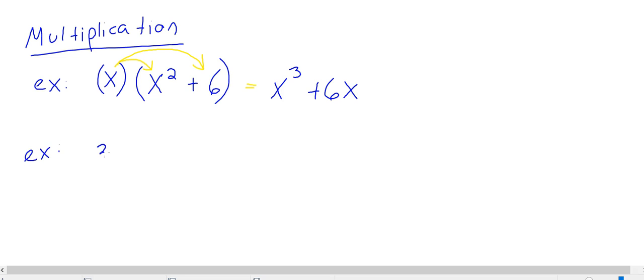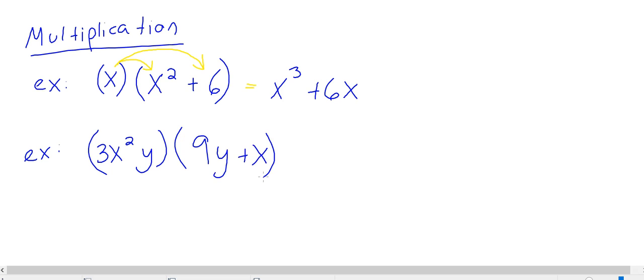Here we're going to have 3x squared y being our monomial. It's still a monomial, even though it has a bunch of different parts to it. It's still a monomial because it doesn't have anything added or subtracted. And we're going to have to multiply that by 9y plus x. And again, we're going to distribute the 3x squared y over the 9y and the 3x squared y over the x. And let's see what we get.